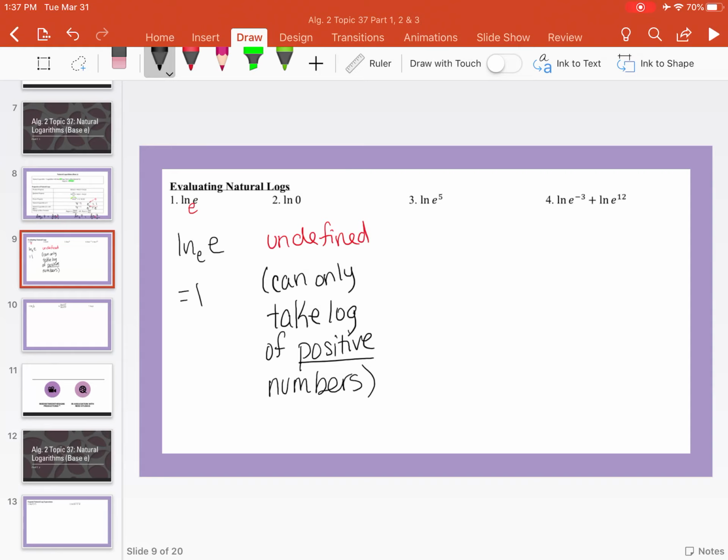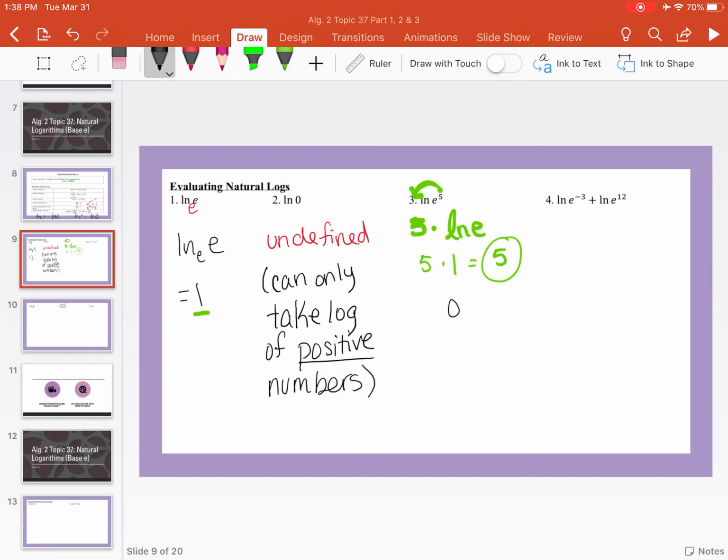Now what about ln of e to the 5th power? So we could do this two ways. If we use the power property, we can bring my exponent out front and get 5 times ln of e. Now we know from number 1 that ln of e is 1. So we get 5 times 1, which would just give us 5.